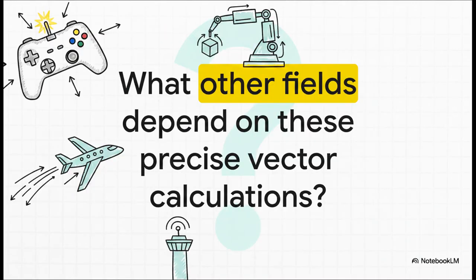And as we wrap this up, I'll leave you with a final question to chew on. We started with gaming, but where else is this exact math quietly running the show? I mean, think about robotics, or aviation, or even physics. From plotting a pilot's flight path to programming a robot's arm, our entire world is built on these kinds of precise vector calculations.